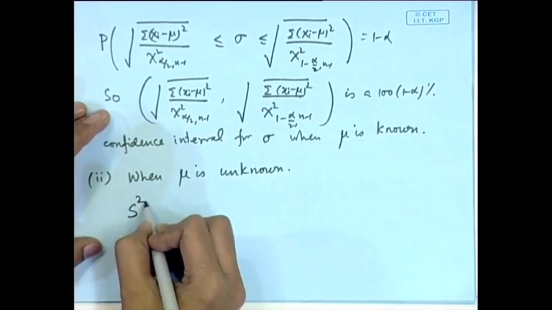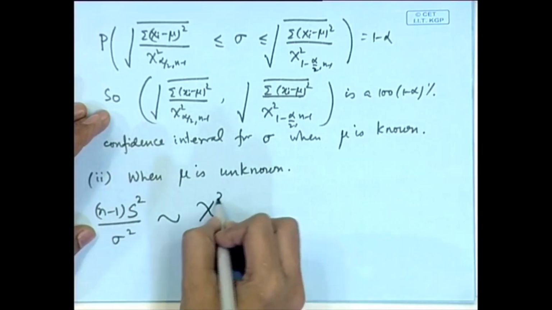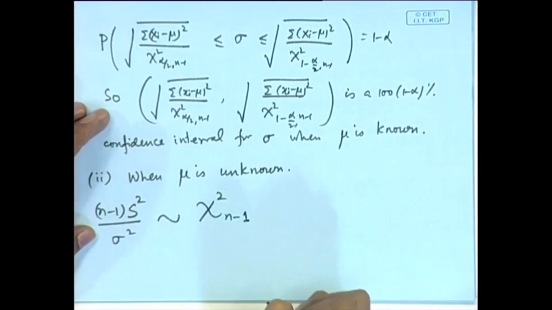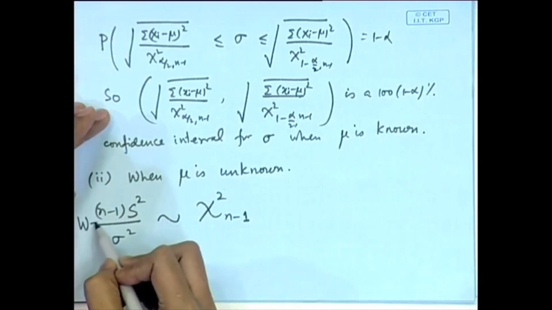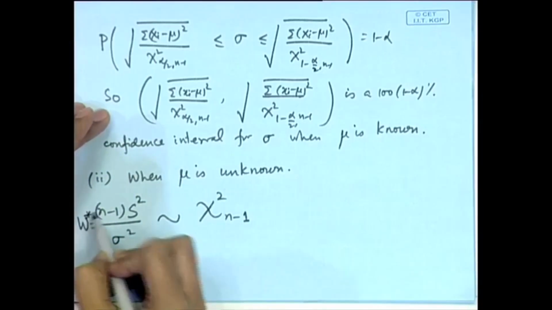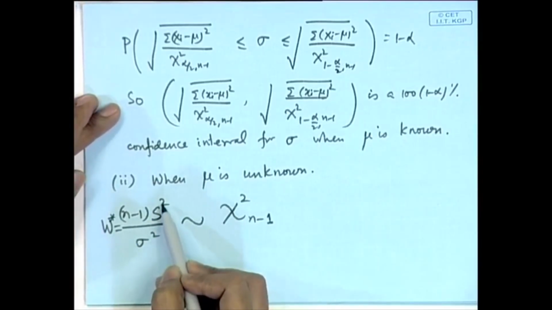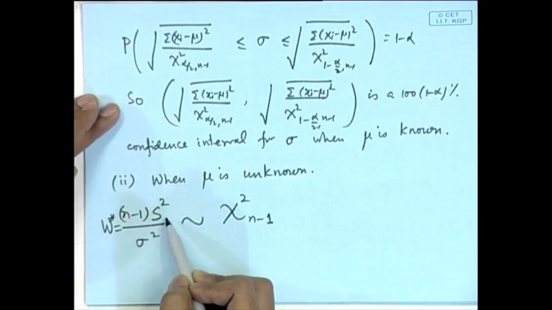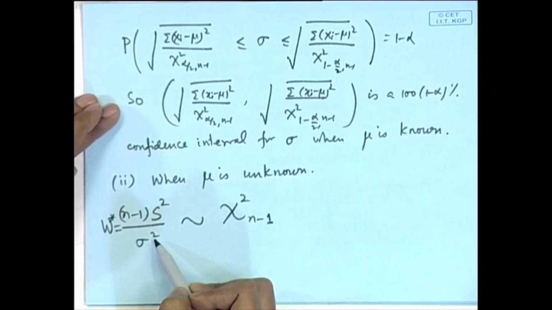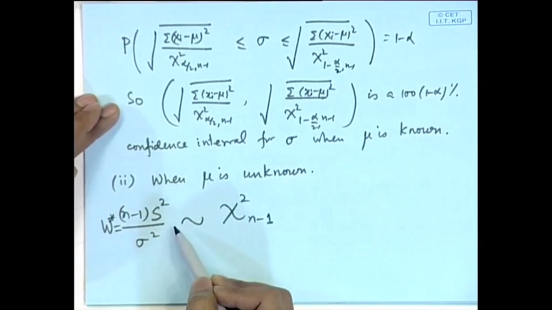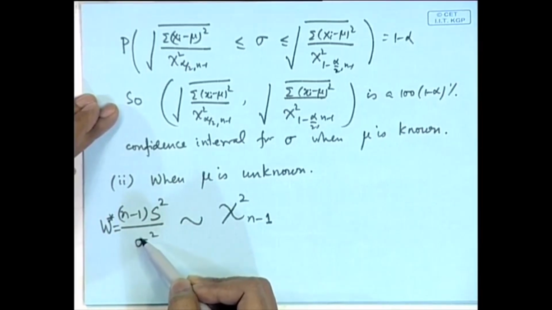So, n minus 1 S square by sigma square follows chi square distribution on n minus 1 degrees of freedom. You can observe here that this is a perfect quantity to be used as a pivot quantity. Let me call it W star, n minus 1 S square by sigma square. Here the numerator involves the observations and the denominator involves the parameter for which we want the confidence interval, and the distribution of this quantity is free from the parameters. Therefore, this W star can be used as a pivot quantity.